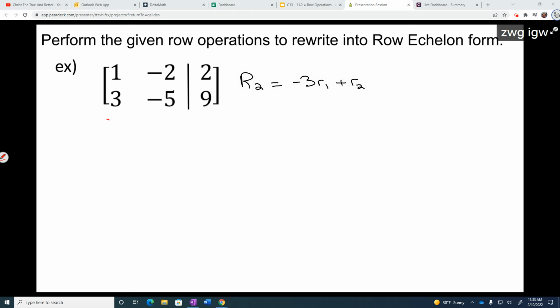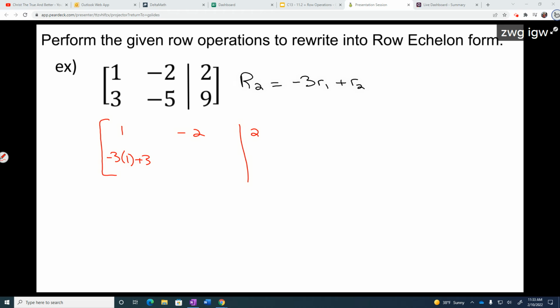So let's do this. I'm going to still write it out. Eventually, we don't have to write it out. So top row stays the same. We're not doing anything because all we're doing is row 2. So we do negative 3 times the row 1 value. The row 1 value is here, over there. Negative 3 times 1 plus the original R2, plus 3.